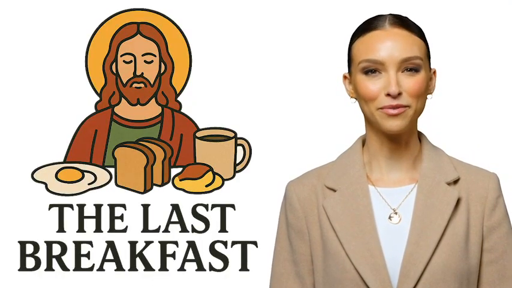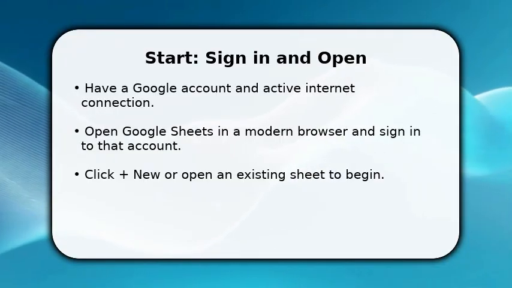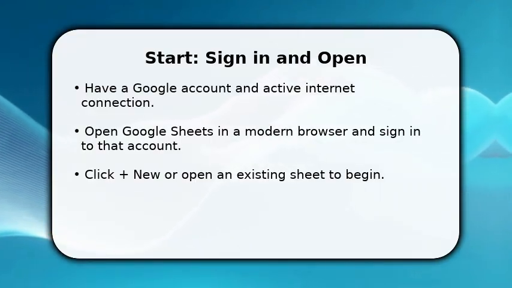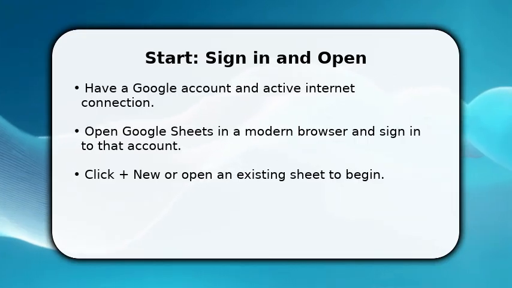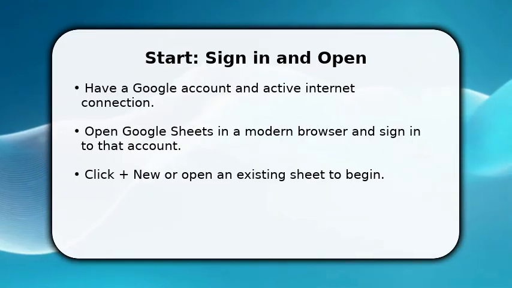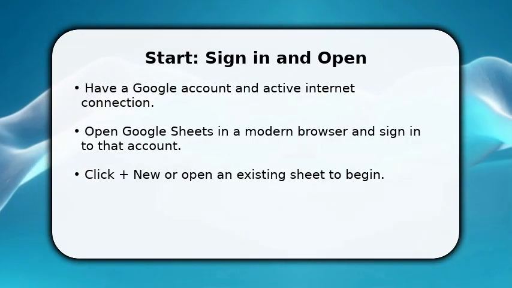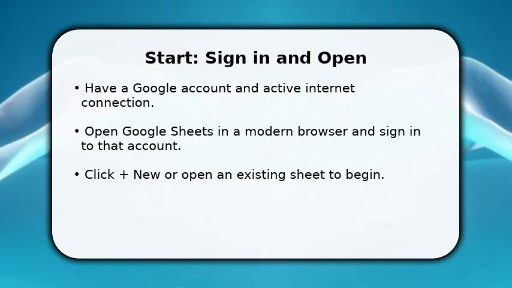Please enjoy the video. You sign in with your Google account. That's required. Once signed in, open Google Sheets in a modern browser and locate the file you need. If it's new, click the plus New Sheet button to create it. If it's shared, look under Shared with Me or search by name. Make sure you have at least viewer access before attempting edits. Request edit permission when needed.